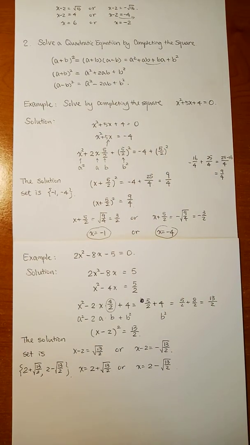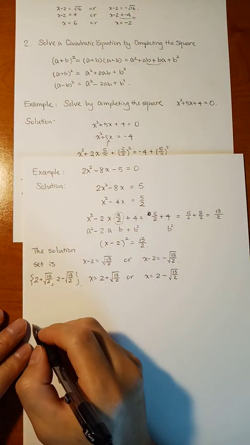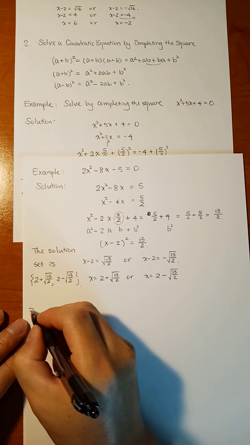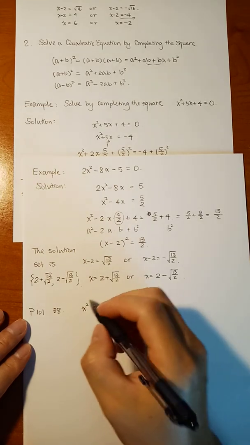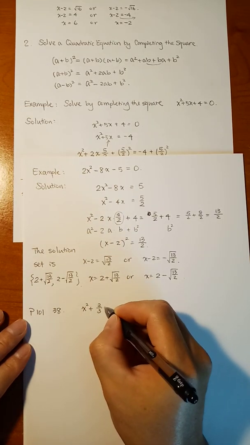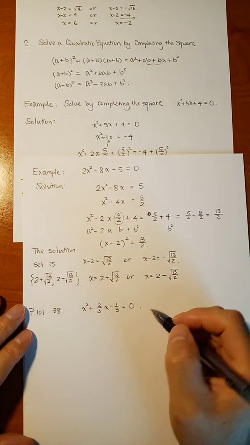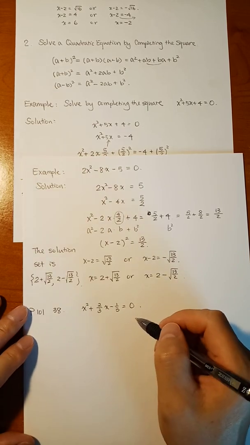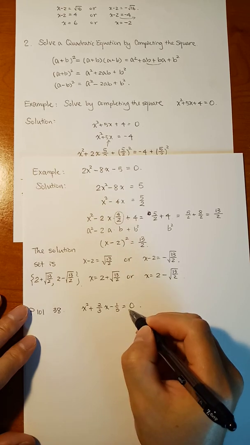Okay, let's see two more examples like this. Let me find the practice. Okay. I see on page 101, problem 38, we have x squared plus 2/3 x minus 1/3 is equal to 0. Okay, so we are going to solve it by completing the square. Remember, we are practicing this process. So we first move negative 1/3 to the right hand side.